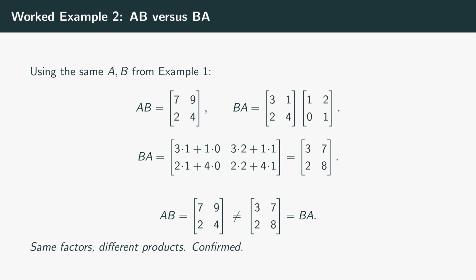Compare. A times B is 7, 9 over 2, 4. B times A is 3, 7 over 2, 8. Completely different matrices from the same two factors. This is not a quirk of these numbers, it is the normal state of affairs. Always respect the order.